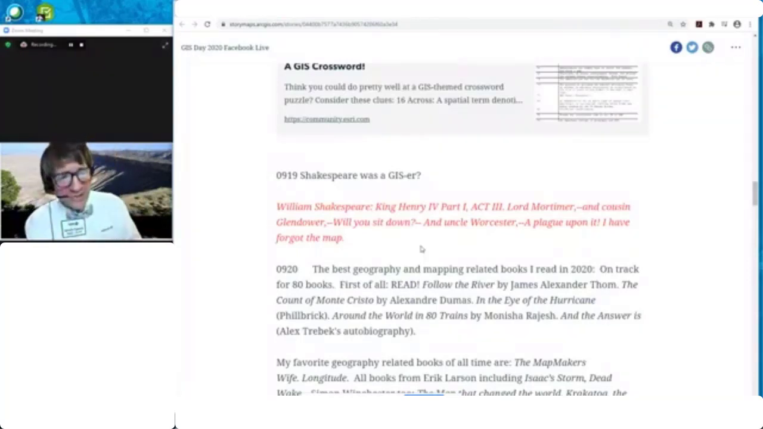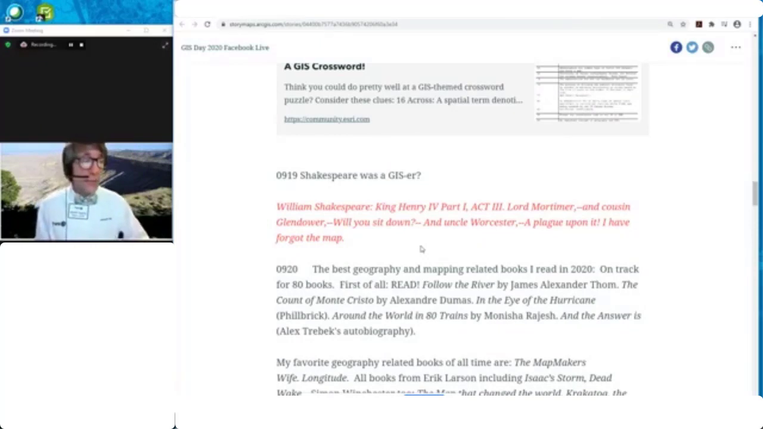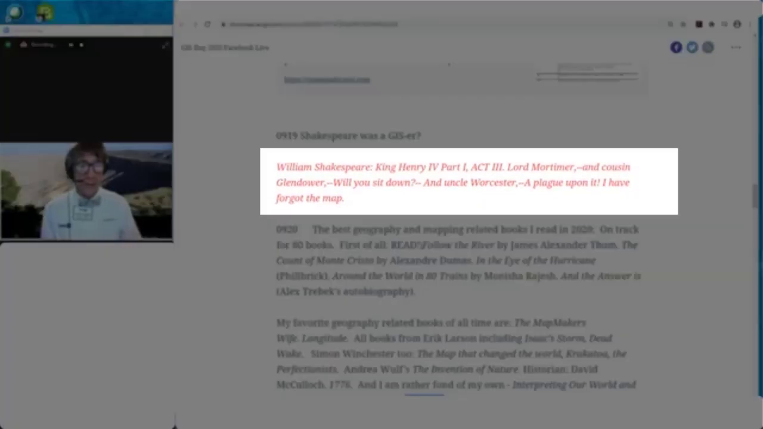Shakespeare was a GISer. Why do I say that? Well, consider the following. King Henry IV, Part 1, Act 3, Lord Mortimer and Cousin Glendower. Will you sit down? And Uncle Worcester.